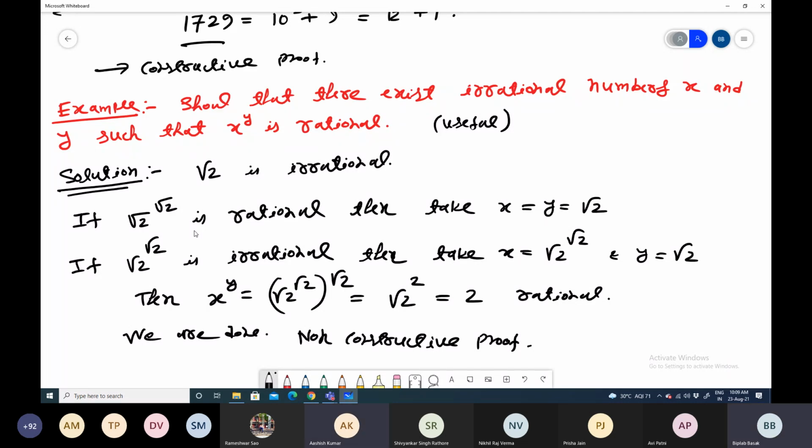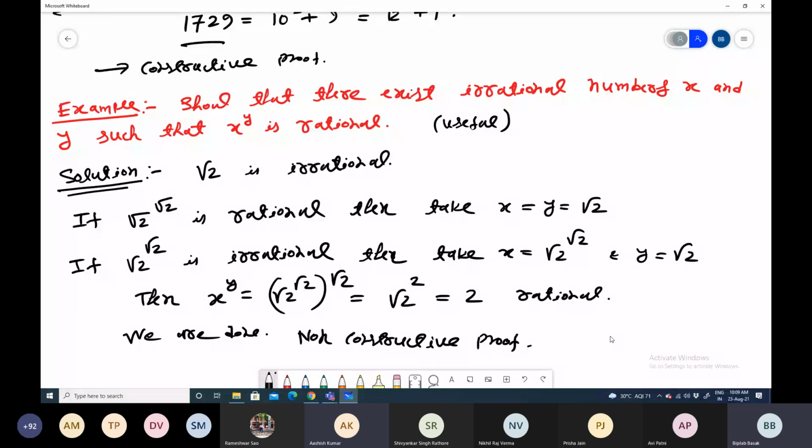Okay, so we do not need to prove it, we just consider the possibilities. There are only two possibilities: root 2 power root 2 is either rational or irrational. In either case, you will find one x and one y. So in this way, you don't have to prove that this is rational or irrational.